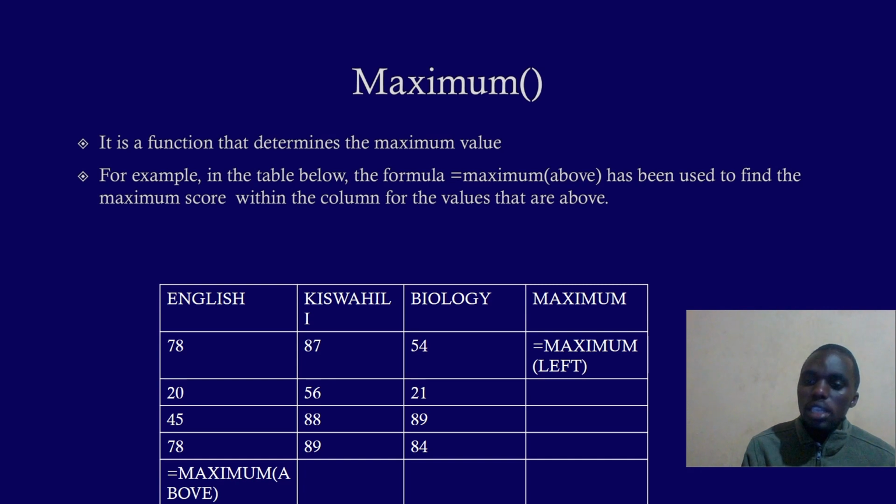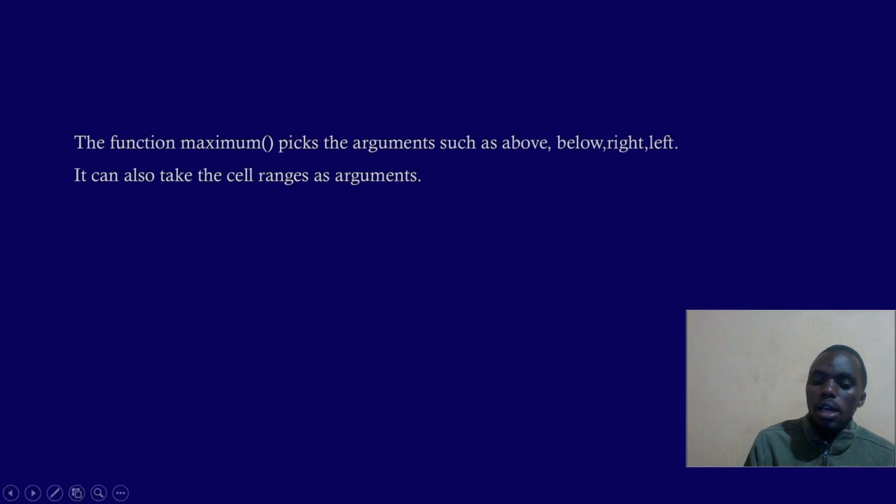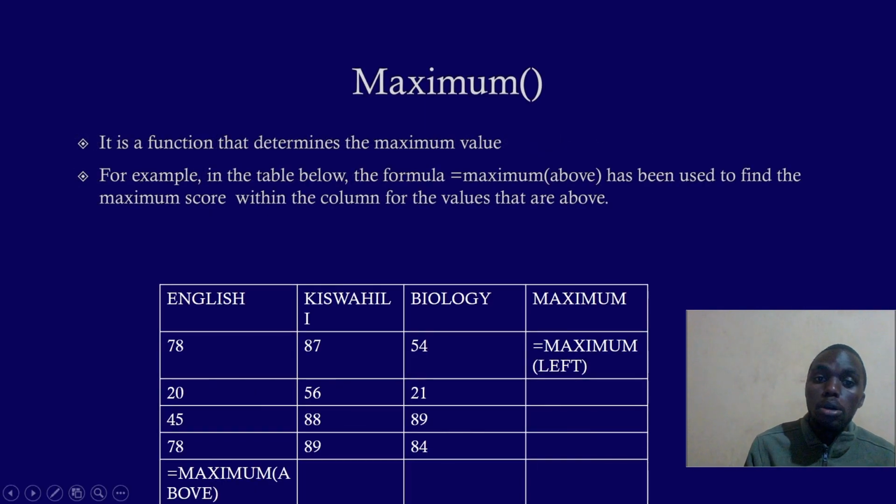So this is the syntax. Syntax is just the order of writing the formula. We start with the equal sign and then MAX, whether ABOVE or BELOW, depending on the direction. I'll be mentioning what you call arguments. Arguments are the data that you're giving to a function. Like this one, ABOVE, is an argument to this function, MAX. So you can see MAX(ABOVE) has been used to find the maximum score of the subject English.